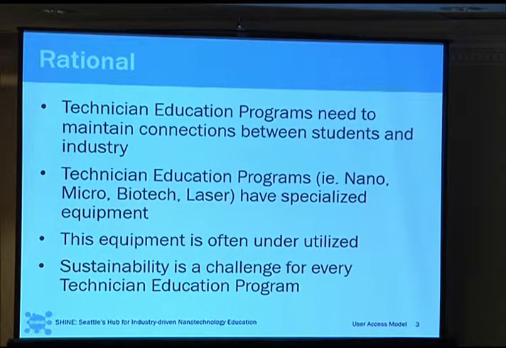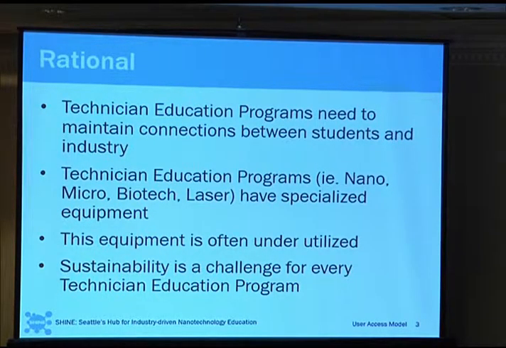So technician education programs need to contain connections between students and industry. And it doesn't matter what type of technician training program you are, this is essential that you have a connection between your students and where they're ultimately going to work.